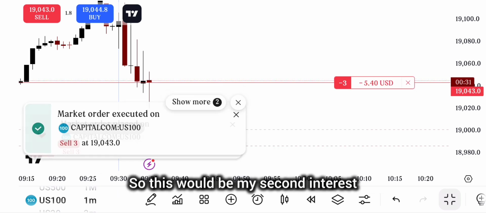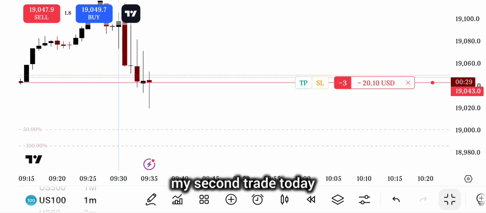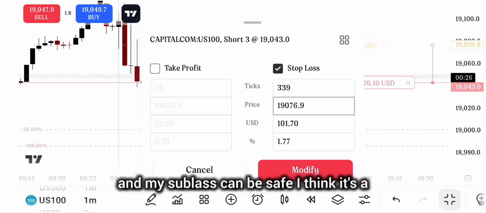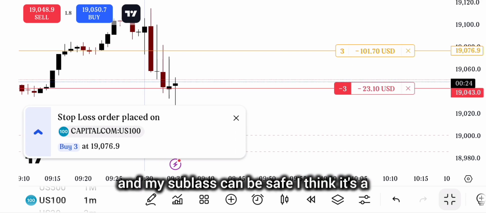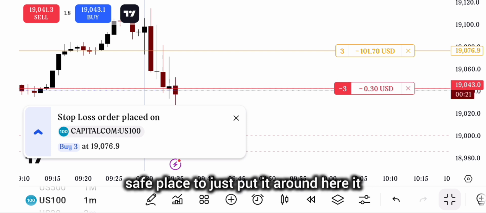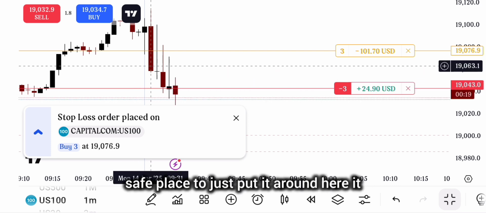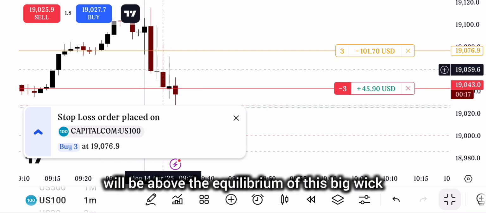So this will be my second entry, my second trade today, and my stop loss can be safe. I think it's a safe place to just put it around here. It will be above the equilibrium of this big V.